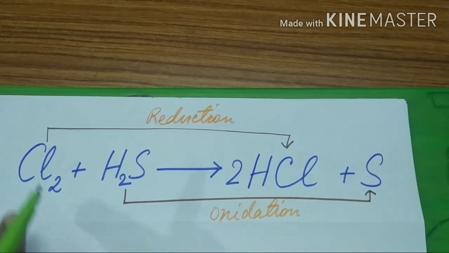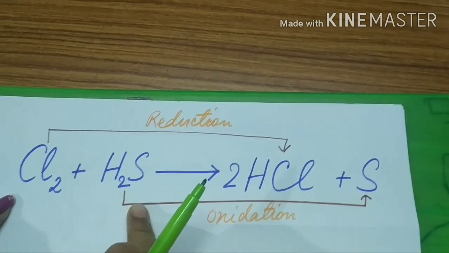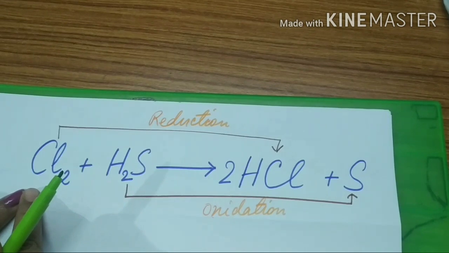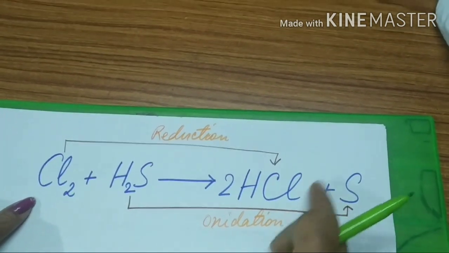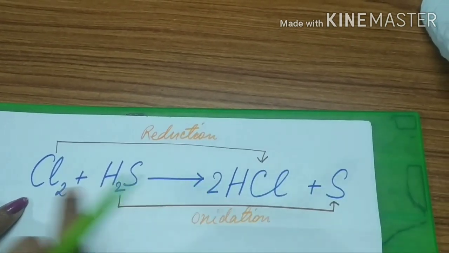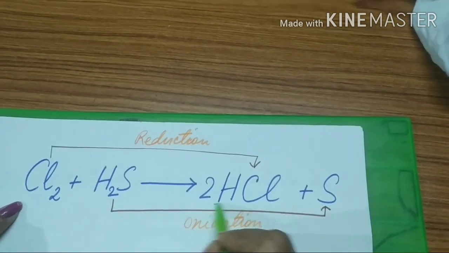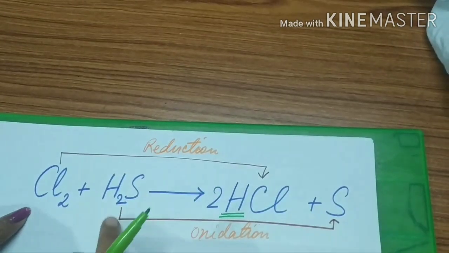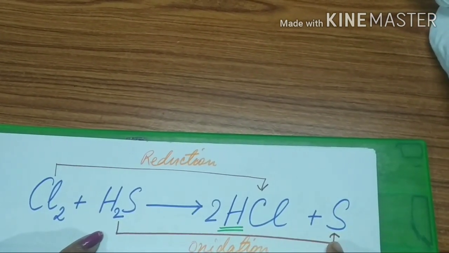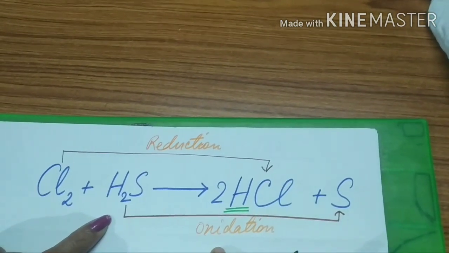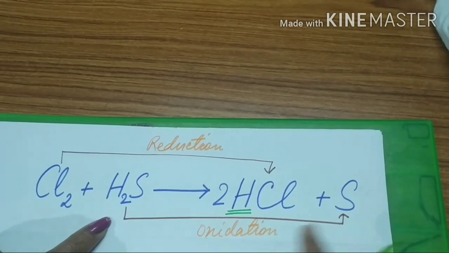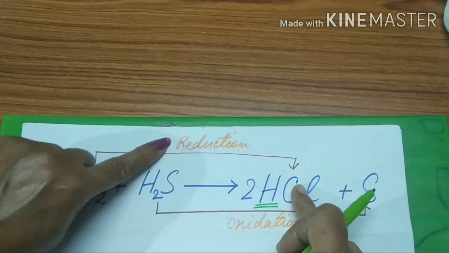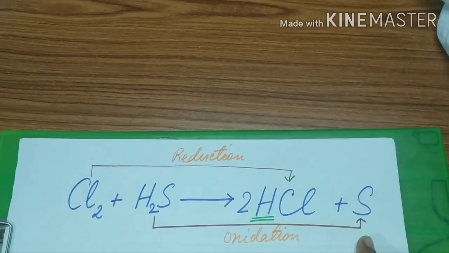Let us take another example. Chlorine, when it reacts with hydrogen sulfide, gives hydrochloric acid and sulfur. Here you see chlorine, but in the product side you see hydrochloric acid or hydrogen chloride. So what is happening to chlorine? Hydrogen is adding, addition of hydrogen. So it is undergoing reduction. Hydrogen sulfide becomes only sulfur, meaning removal of hydrogen. So removal of hydrogen is oxidation. So this is another example of redox in terms of hydrogen. Addition of hydrogen is reduction, removal of hydrogen is oxidation.